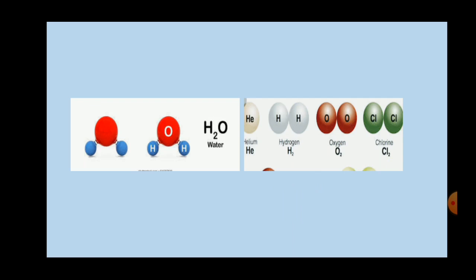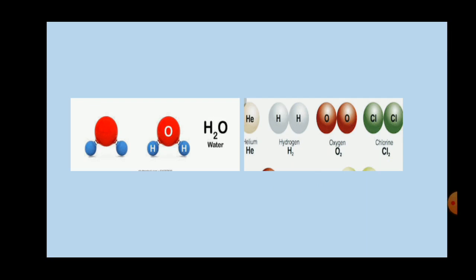A hydrogen molecule is formed by the combining of two hydrogen atoms. Next, the oxygen molecule is given. Here also the oxygen molecule is formed by the combination of two oxygen atoms of the same element. Even chlorine: a chlorine molecule is formed by the combination of two chlorine atoms of the same element. Both are the same.